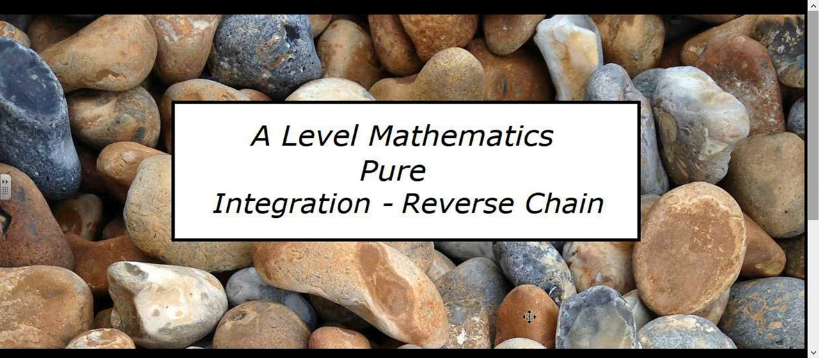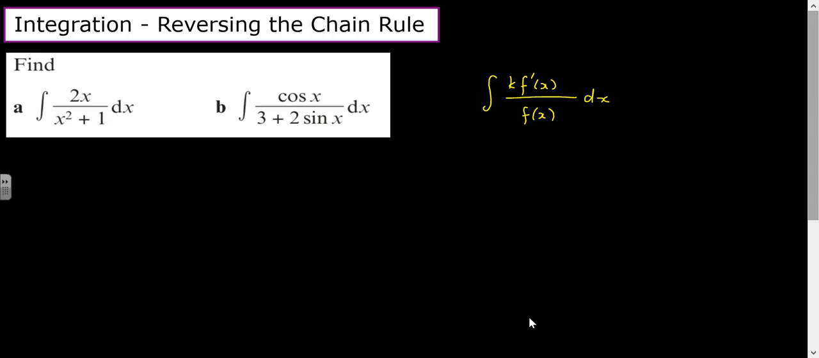We're going to look at the reverse chain rule for integration, and this builds on what we looked at last time when we looked at our standard results. And we've got two very specific cases to look at. So without any further ado, let's just get into it.